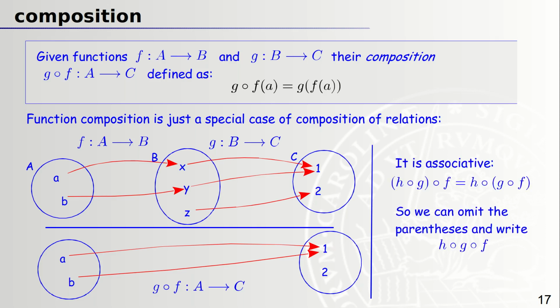One interesting property is that function composition is associative. If you compose a string of more than two functions, the order in which you compose them, right to left or left to right, does not matter. That is why we can omit parentheses when writing compositions of more than two functions.